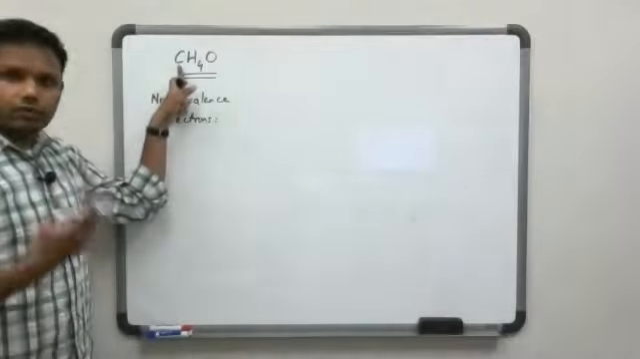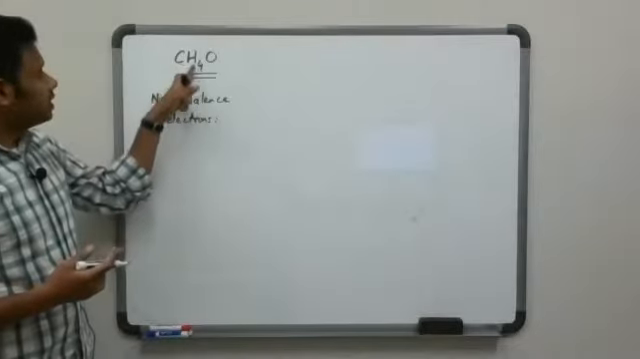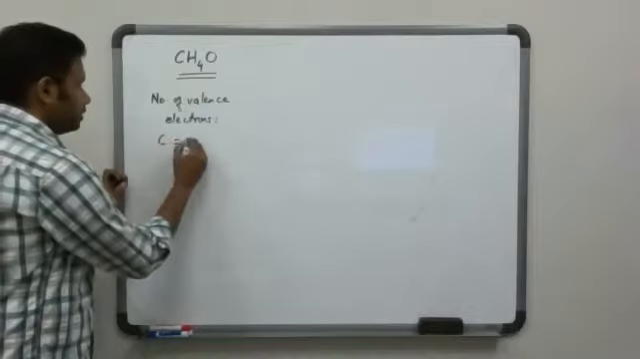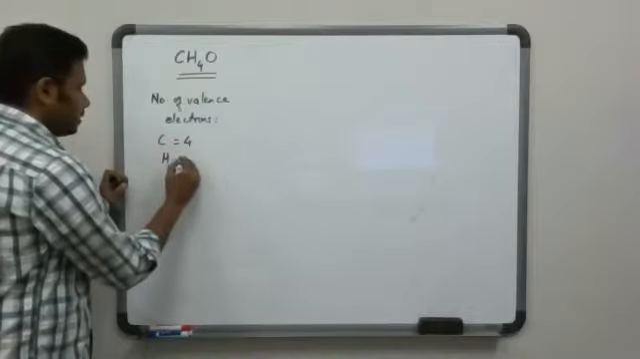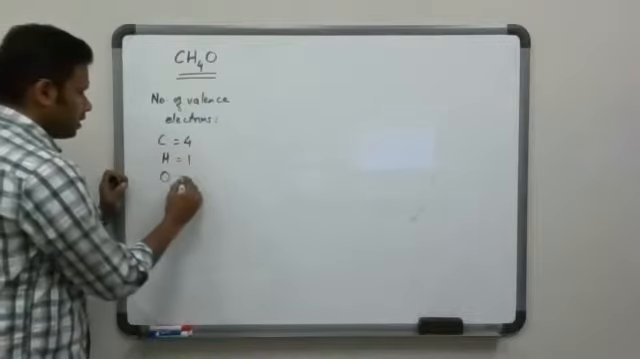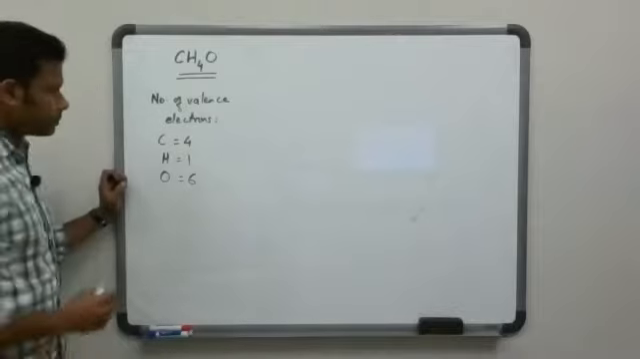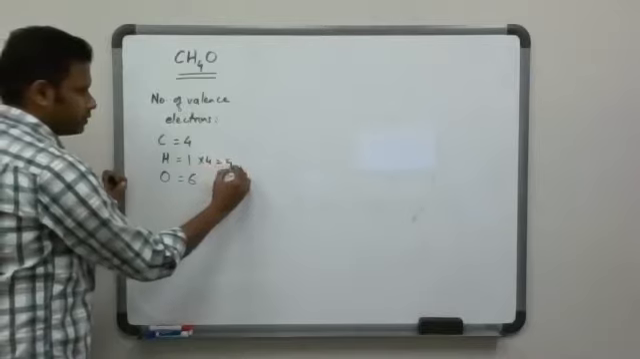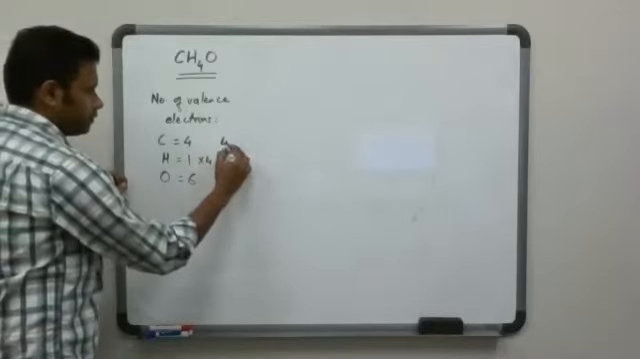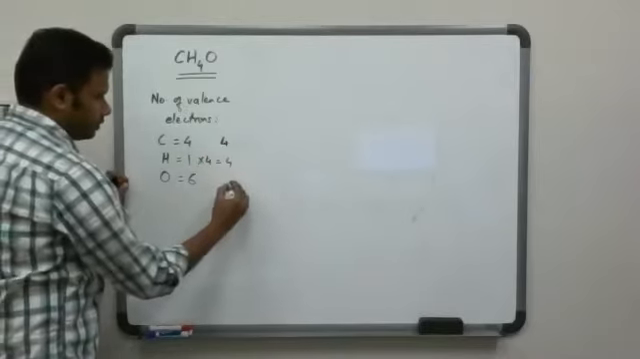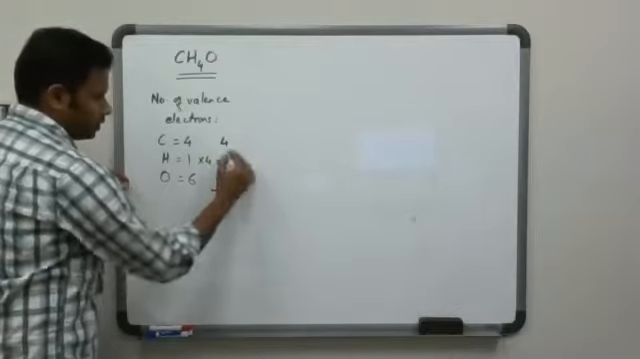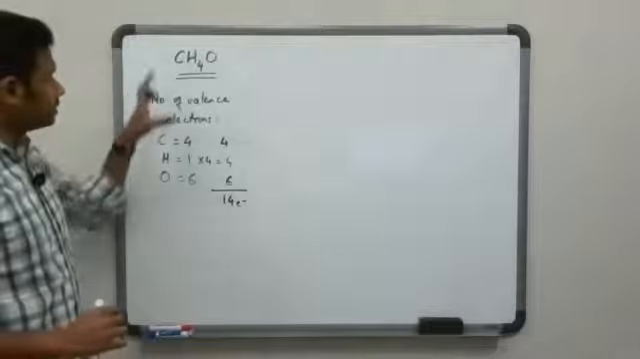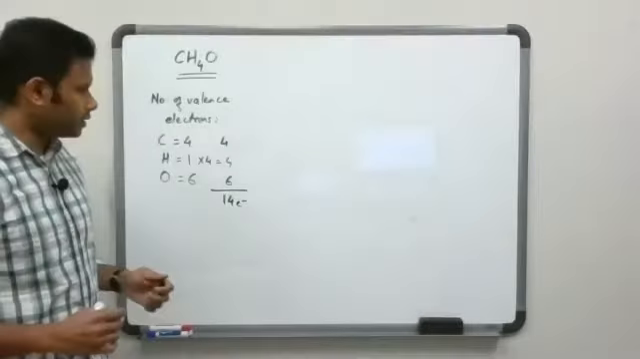Carbon has 4 valence electrons. Carbon is 4, hydrogen equals 1, oxygen equals 6. And we have 4 hydrogens, so that will give us a 4. So we have 4 plus 4 plus 6, a total of 14 electrons. So that means this system here has 14 valence electrons.